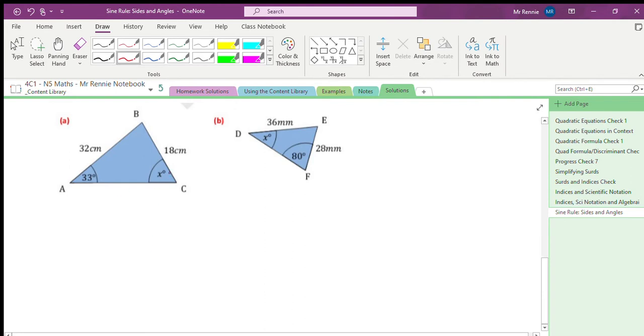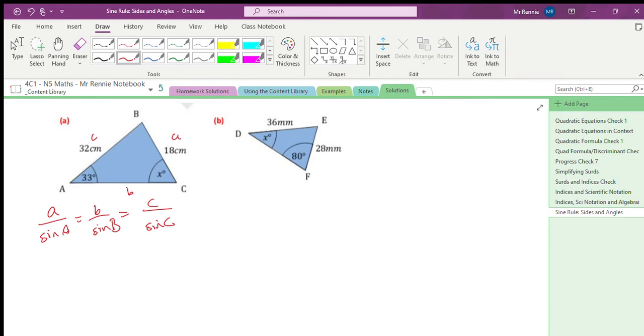Again, I've been given the sides A, B, and C, so we should know how to label by now. We've had a bit of practice at it. So it's opposites. I'm then going to write the formulas down. Now, the formula is A over sine A equals B over sine B equals C over sine C. The thing with this question is that our job is to find the angle at x.